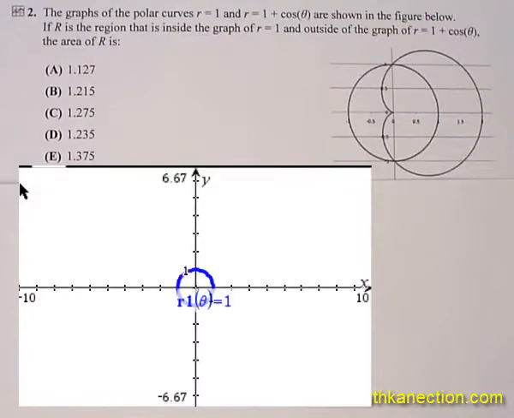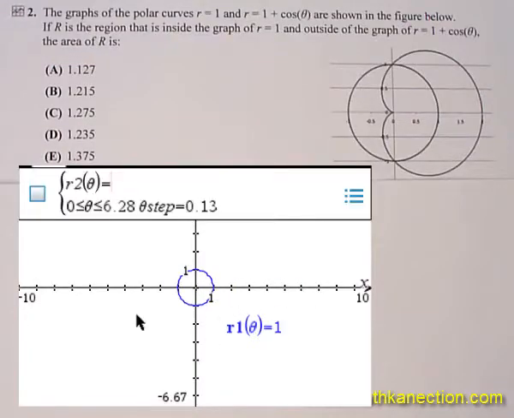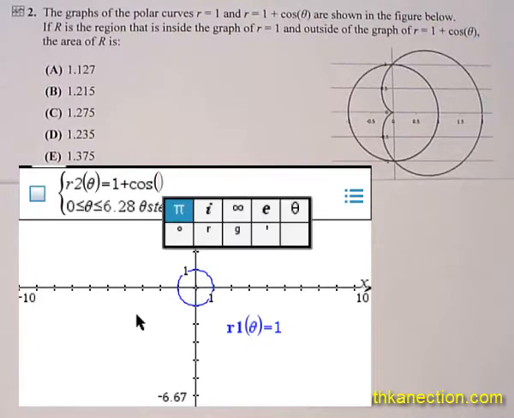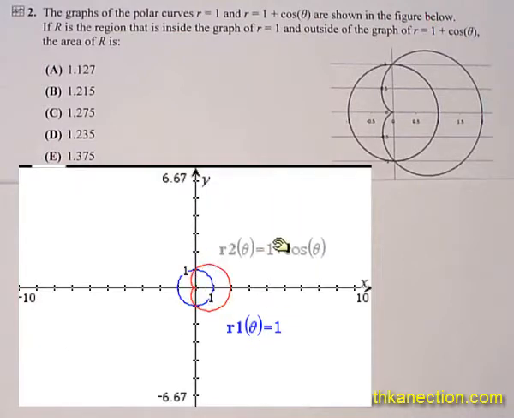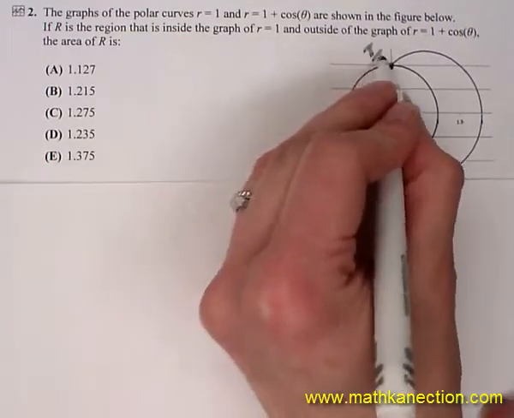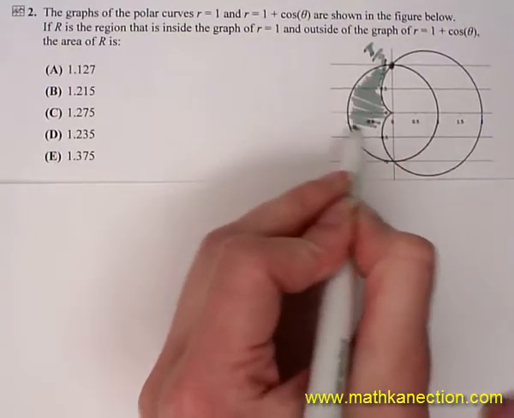For the next function, we're looking between the two curves. We're looking at the top angle at pi over 2, and the bottom angle is 3 pi over 2. Using the calculator to verify, just tracing along to find out that those two angles are at pi over 2 and at 3 pi over 2.